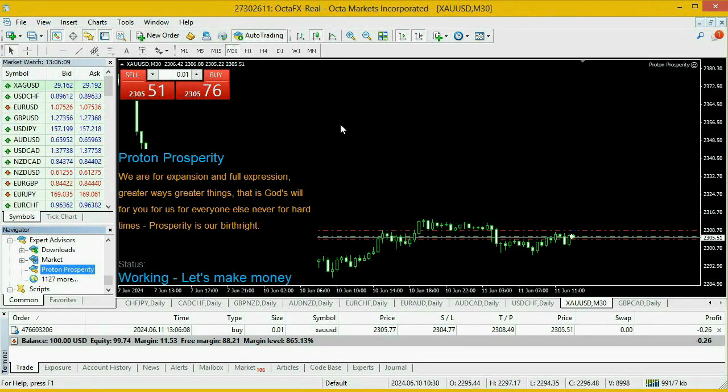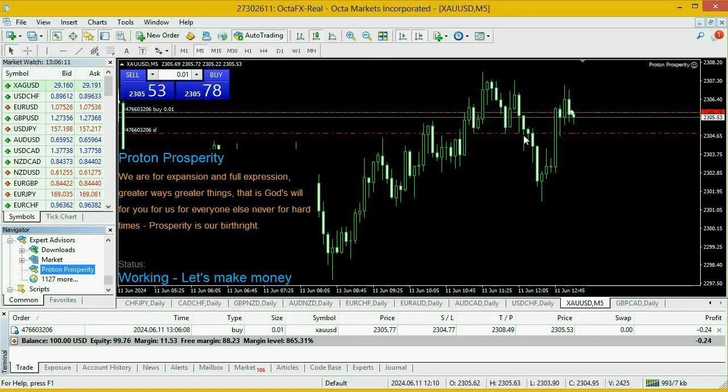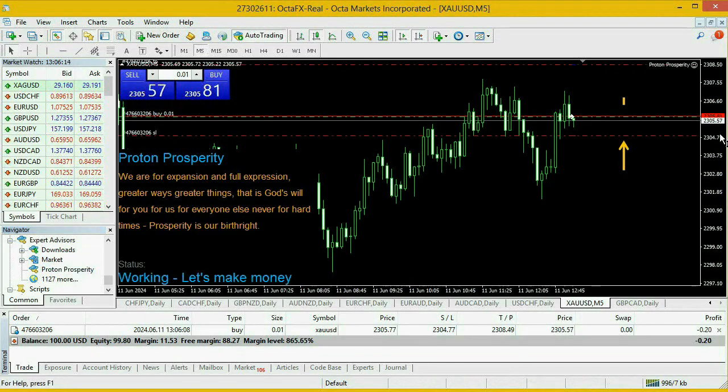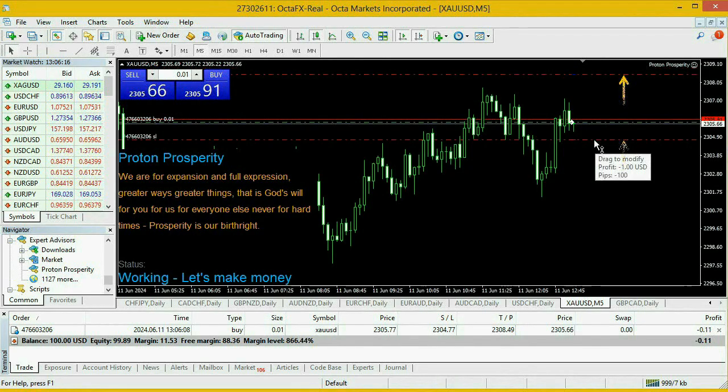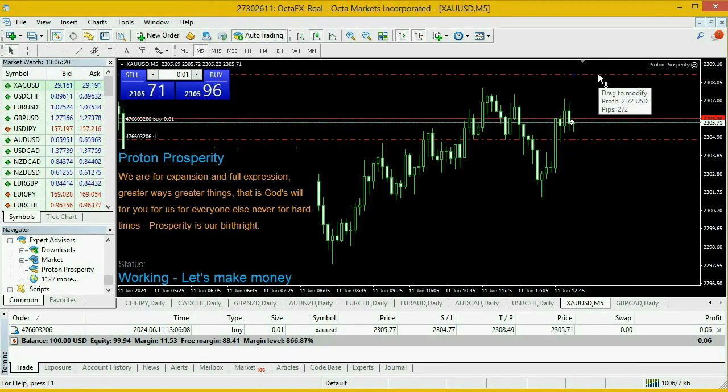Buy position executed. There we are. Our first trade is on gold. This is our stop loss and take profit. Our risk is only $1 and we stand to make $2.7. A trade can take some time to conclude, so for the consideration of time we will move forward to key moments of the trades.